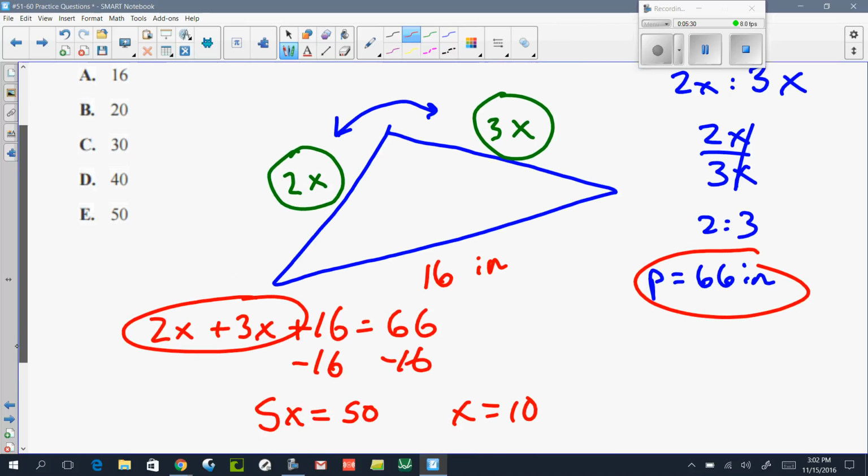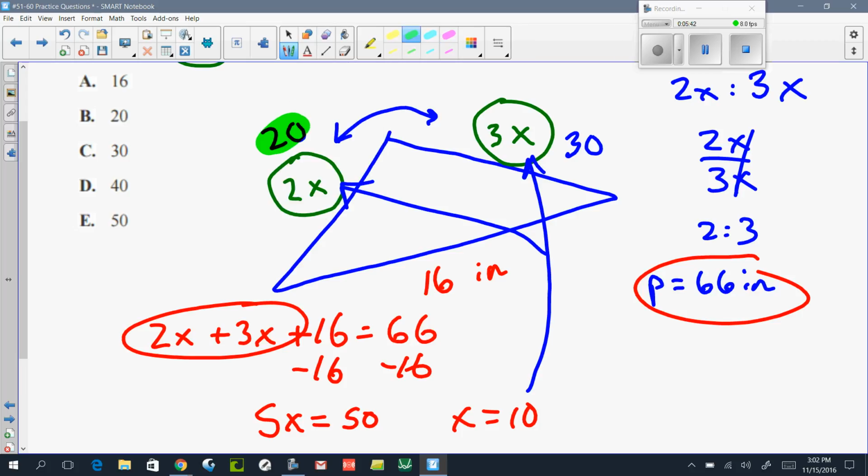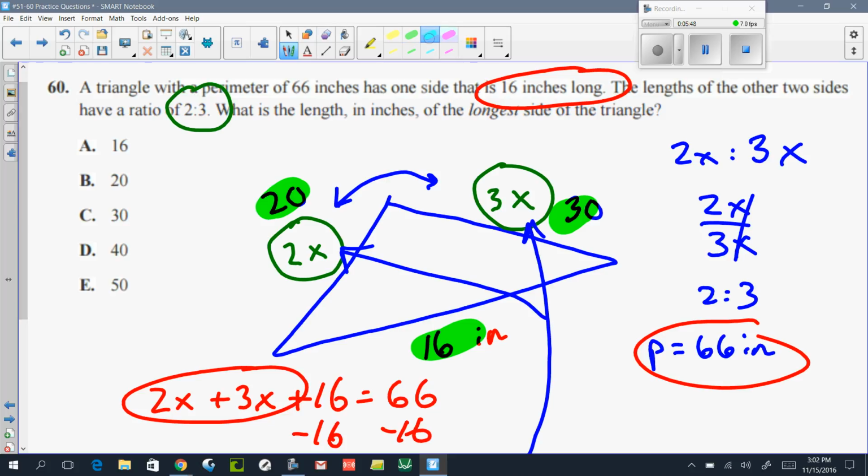Now, x is 10. 10 is not our answer. We know that in this case, we've got to plug 10 back in for x. So this side would be 20. This side would be 30. This side would be 16. You could double check to make sure that they add up to 66, and they do. And the question asks for the longest side. So based on this, the longest side is right there, and it's 30 inches.